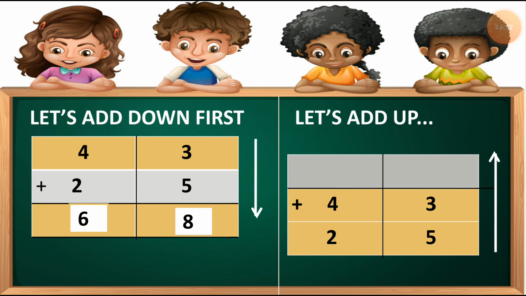So in this, let's check the addition, whether our answer is right or wrong, by adding up. So let's add up with the ones column. Here is 3 and 5, but we take 5 first. So 5 plus 3 is equal to 8. So I write number 8 here, and let's move to the tens column. Here is the tens column 2 and 4, but we take 2 first. 2 plus 4 is equal to 6. You can check this, we get the same answer on both sides. So our addition is right.